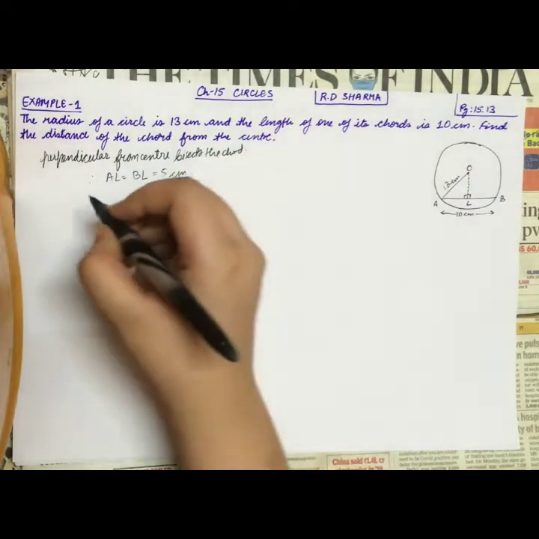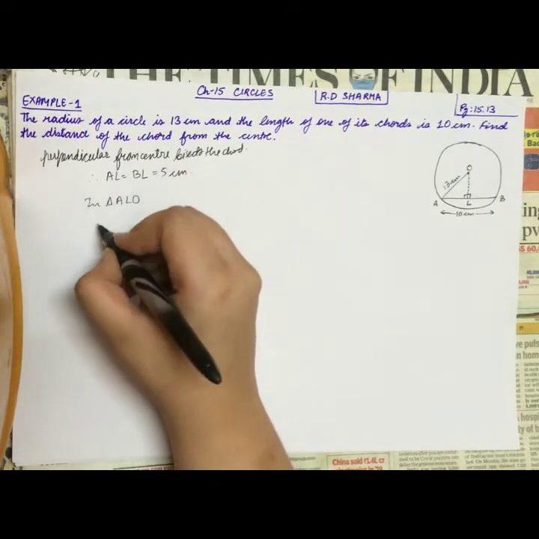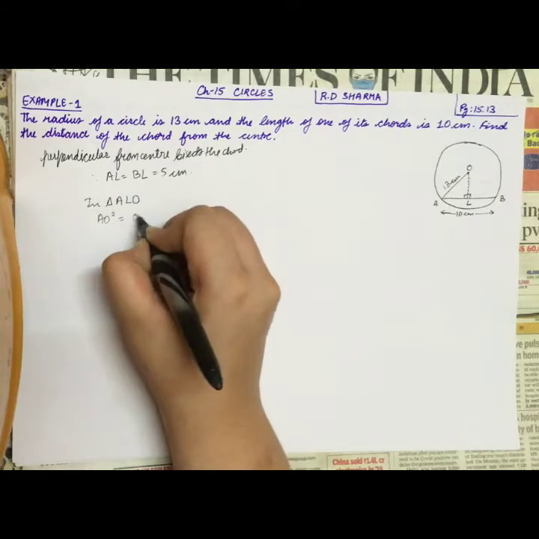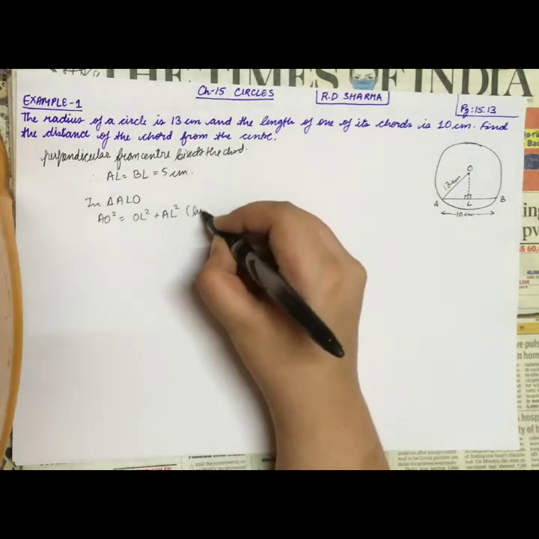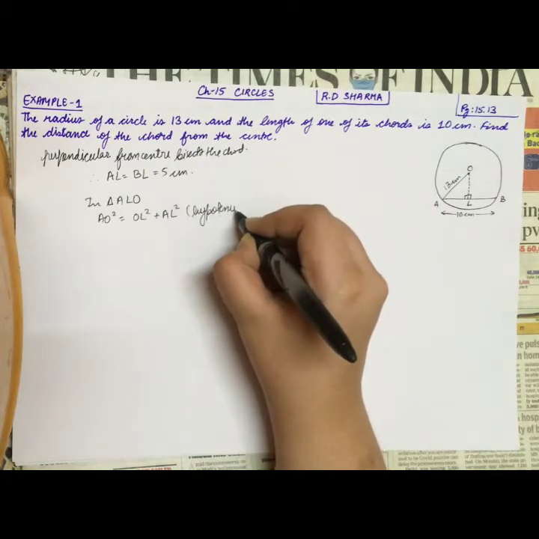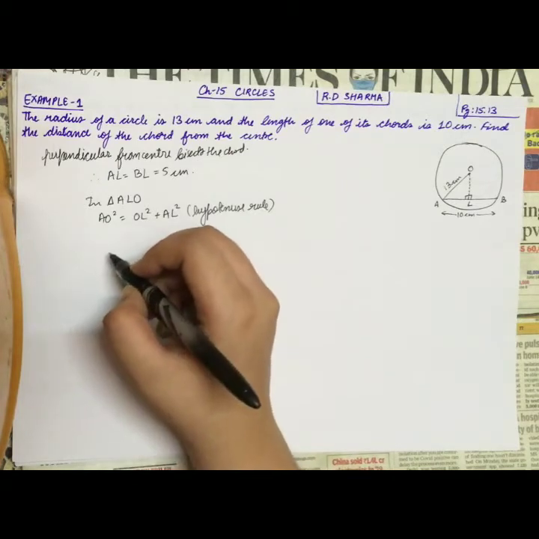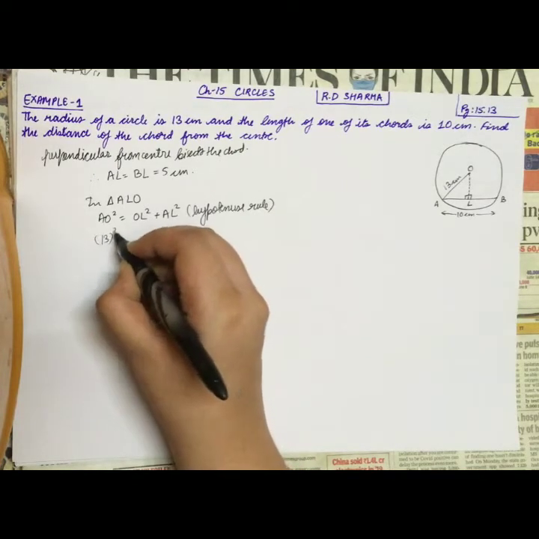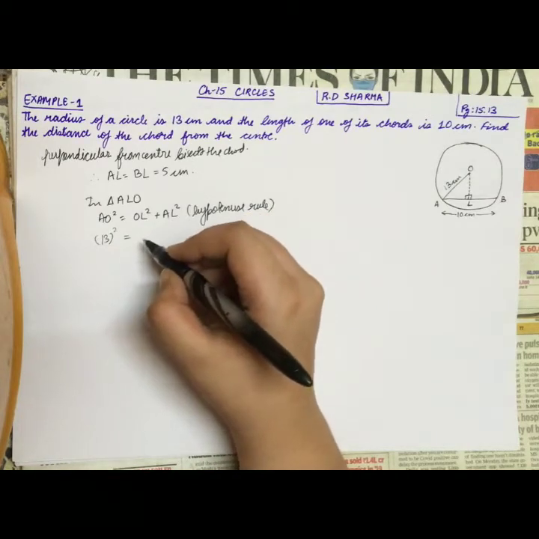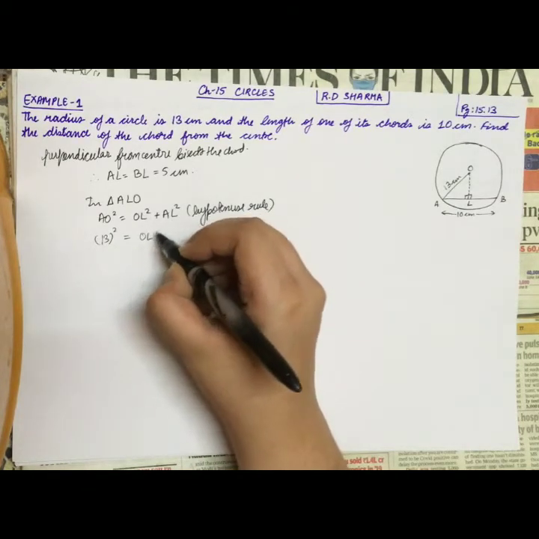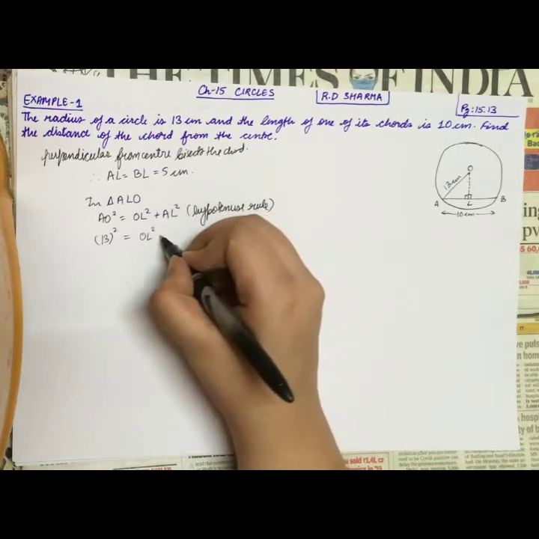Now in triangle ALO, AO square is equal to OL square plus AL square because of the hypotenuse rule. Now we'll put the values. AO is 13, OL will be as it is since we have to find the value of OL, and AL is 5.